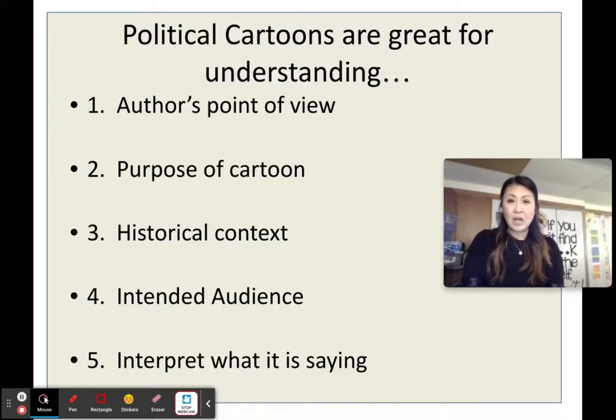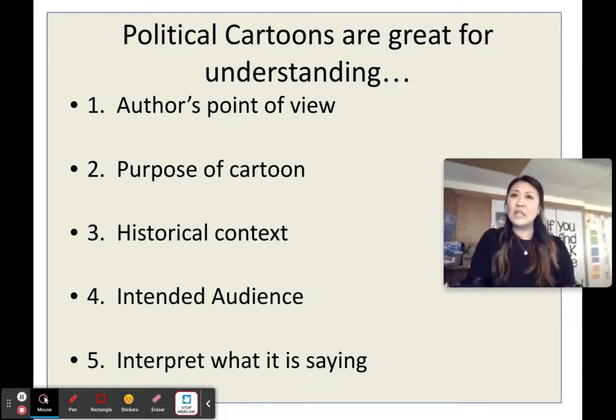The purpose of that content will be very clear, and the historical context in which the political cartoon was written will also be very clear. It's also pretty evident who the intended audience is. Who is the cartoonist writing that for? Is it a conservative? Is it a liberal? We talk a lot about political parties because it is a political cartoon, right? That word is there.